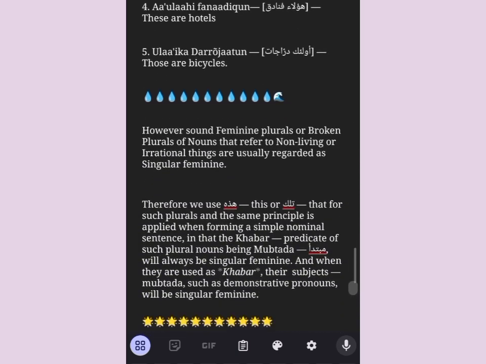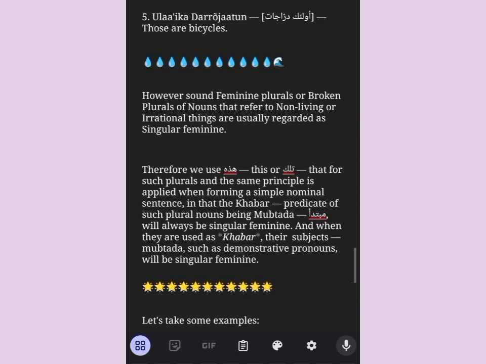However, more appropriately, things that are irrational or non-living, in Arabic, their plurals are regarded as a singular feminine. Treated, mark that word. You treat them like a singular feminine in all aspects. So if you are going to give them an adjective, you give them a singular but feminine adjective. If you're going to give them a verb, you give them a singular but feminine verb. If you're going to give them demonstrative pronouns as well, you make it singular but feminine.